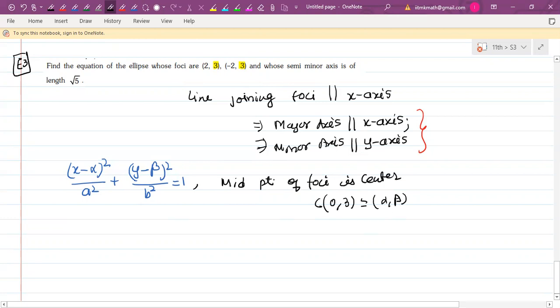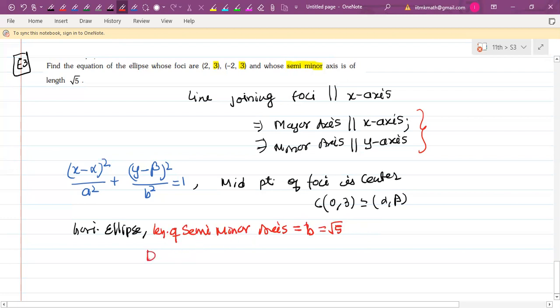So now you know the values of alpha and beta, and the semi-minor axis is of length root 5. So here it is clear that this is a horizontal ellipse and the semi-minor axis. This term is very important, semi-minor. The length of the semi-minor axis is equal to b, and that is root 5.